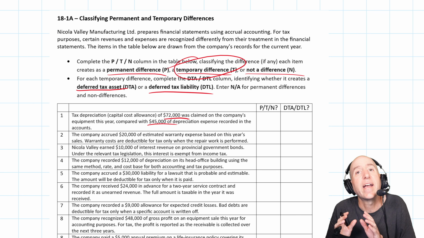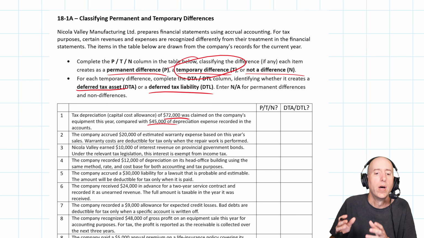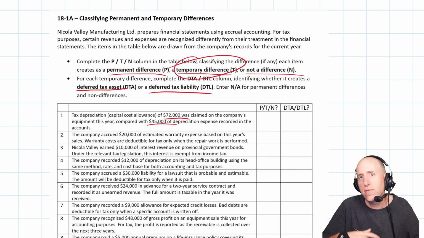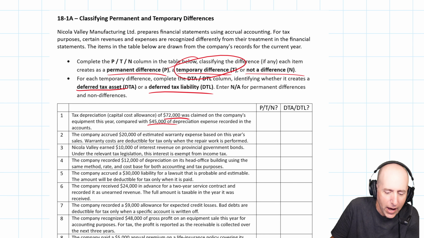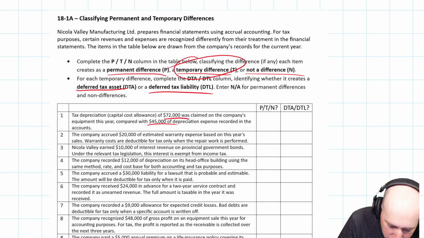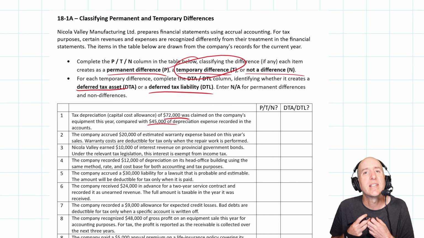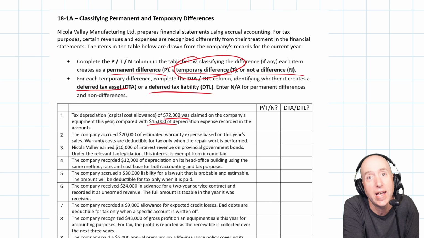So this is a classic temporary difference. By the end of the asset's life, it's going to be the same because the asset's going to be worth zero at the end of its life, but it's different in the years in between. So we took more tax depreciation than we did accounting depreciation. What does that mean? It means I took a higher deduction now, and it means in the future, I'm going to have to take a lower deduction.